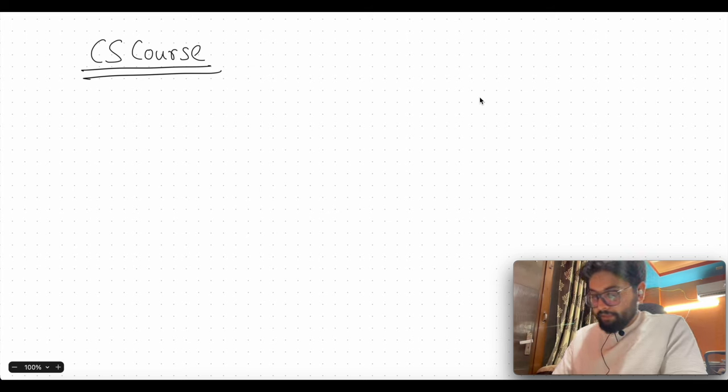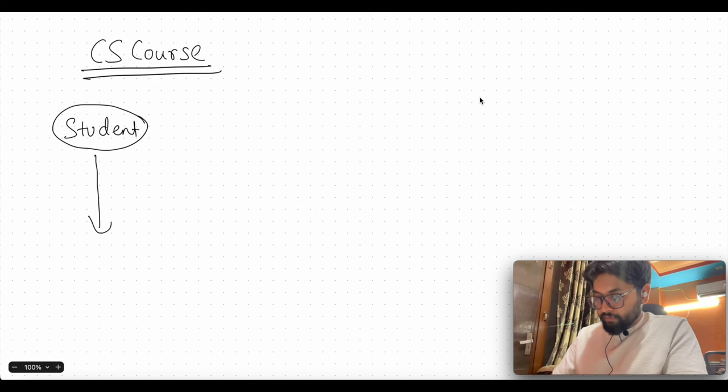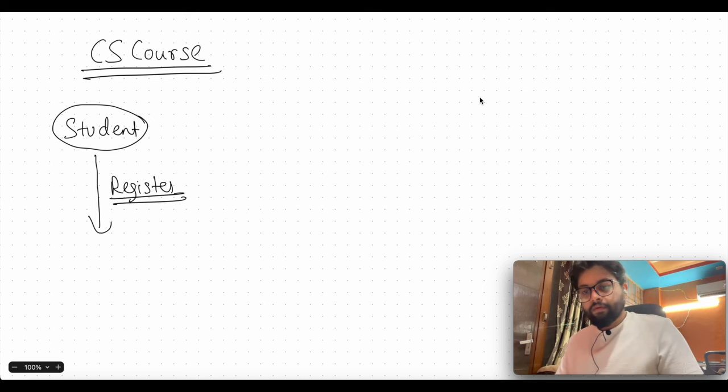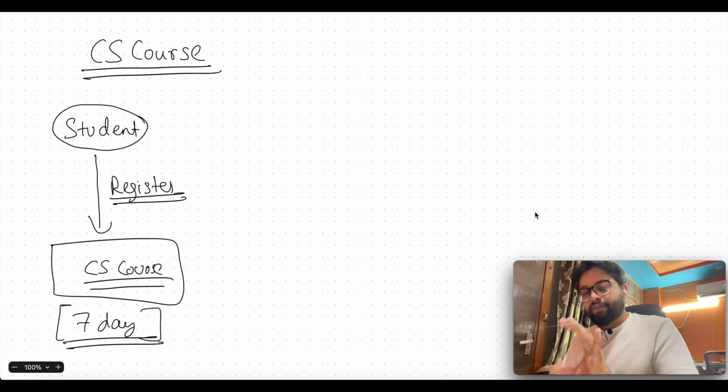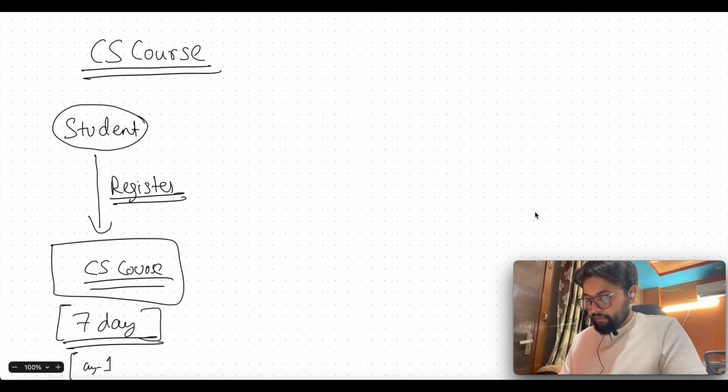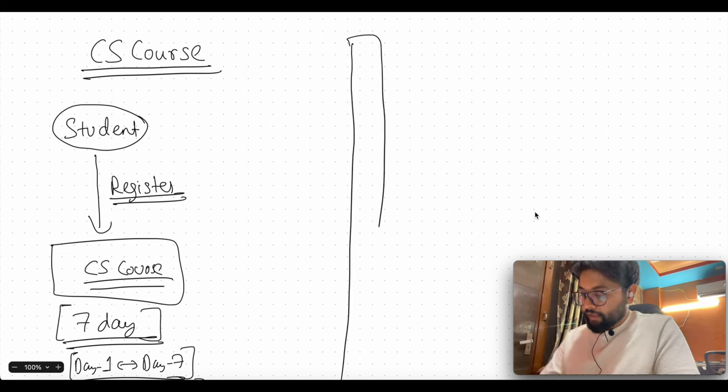So the concept here is that a student can try to register themselves within the CS course, right? And we have a particular 7-day registration period. Within this interval of 7 days, the students have to get registered, otherwise they will not be able to register. So we have opened this from day one to day seven. Now a student can register themselves within this period.